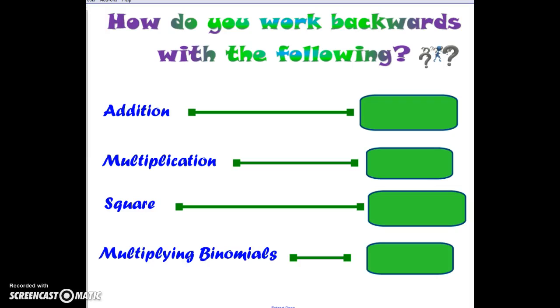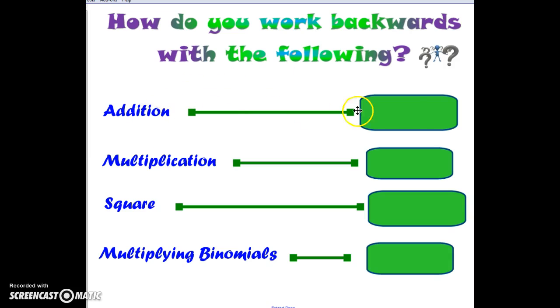Hello, we are going to talk about factoring today. We started factoring with the greatest common factor, and now we're going to be factoring our binomials. And so to begin with, it's kind of just a backwards operation.